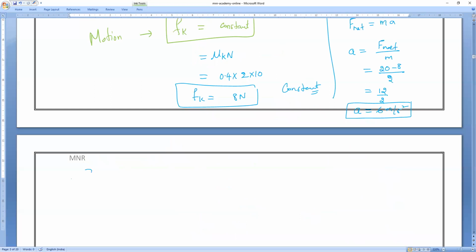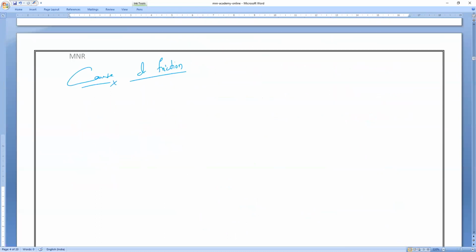Now, what is the cause of this friction? Be very careful. This is not the first time you are studying it; you studied it in 8th class, 9th class. If you observe, the surface may appear smooth, but there will be irregularities. That is the main cause of friction, either static friction or kinetic friction.